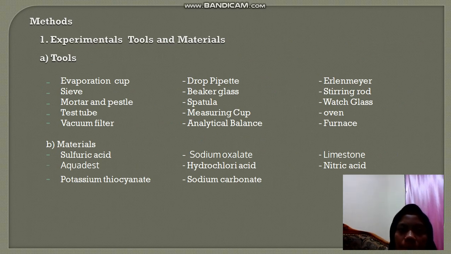Method 1. Experimental tools and materials. Tools: evaporation cup, sieve, mortar and pestle, test tube, vacuum filter, drop pipette, beaker glass, spatula, measuring cup, analytical balance, Erlenmeyer, stirring rod, watch glass, oven or furnace. Materials: sulfuric acid, aqueous, potassium thiocyanate, sodium oxalate, hydrochloric acid, sodium carbonate, limestone, and nitric acid.